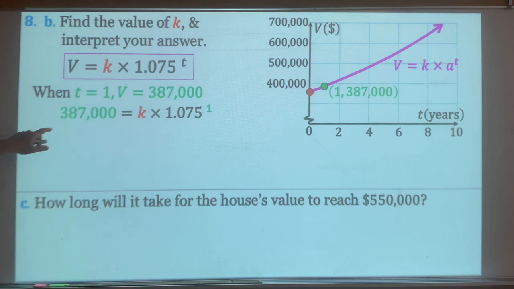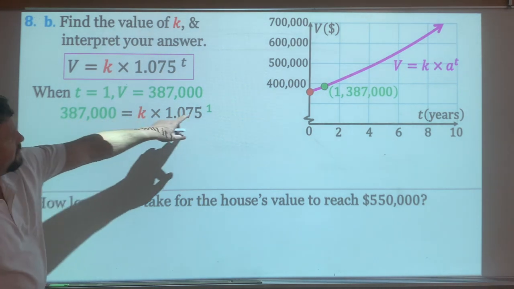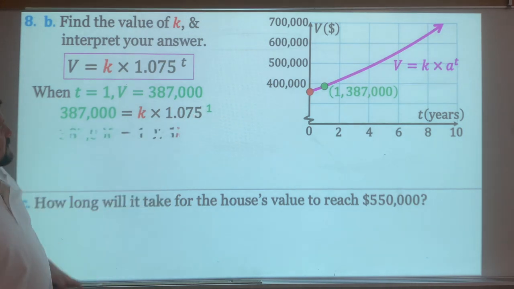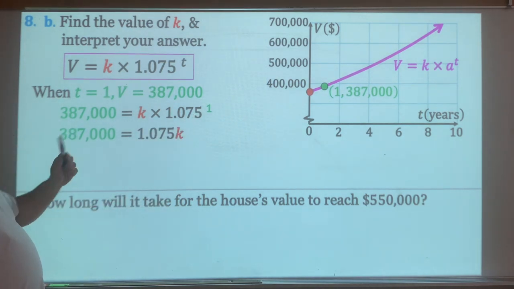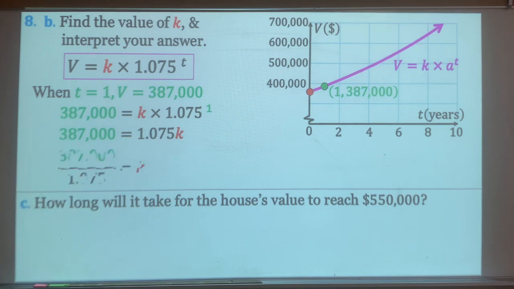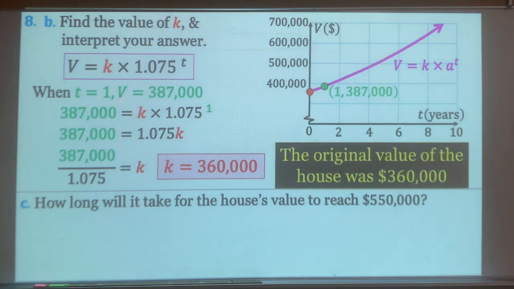When you plug it in, this is your V. This is your T. Anything to the first power is itself. So this times K equals 387,000. Divide 387,000 by 1.075. And that gives you your K is 360,000. So our equation now, the original value of the house was 360,000. Look at that. You go backwards and find answers for forward answers.